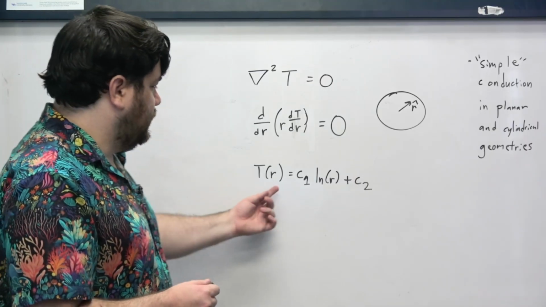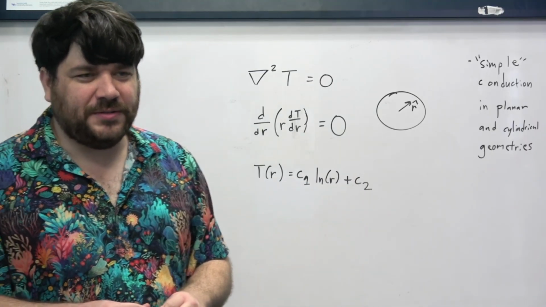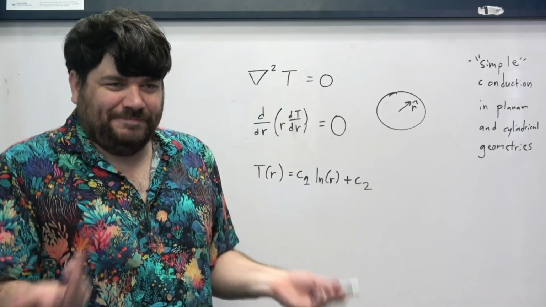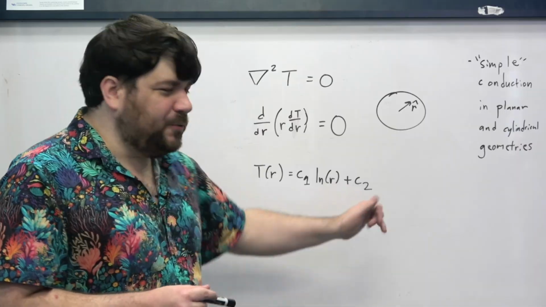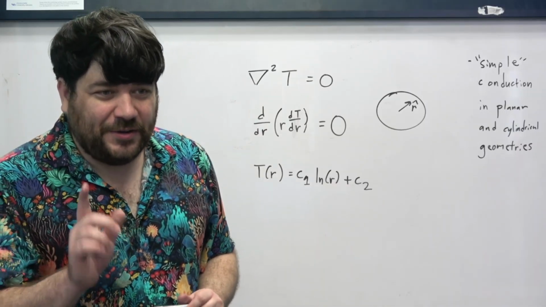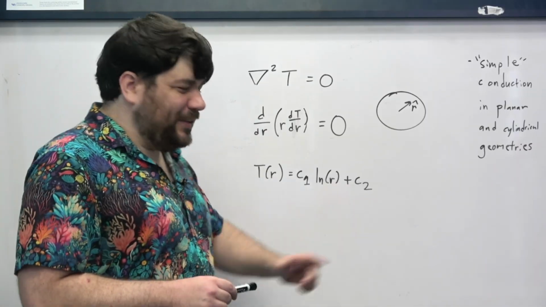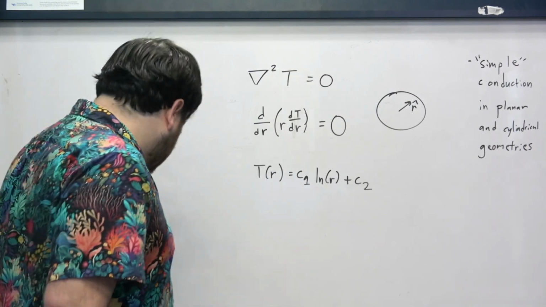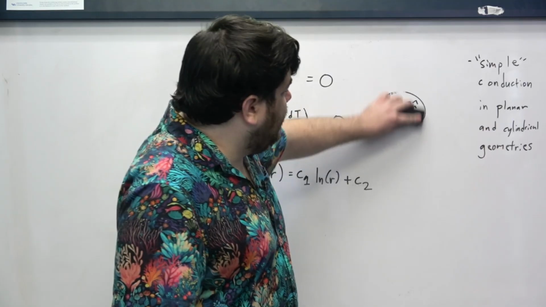So how do we find the temperature distribution? Well, just like before, we apply boundary conditions to figure out what these constants C1 and C2 are. But you're going to notice that this is actually a little bit trickier than in the planar case. How? Well, let's do a very quick, simple example.